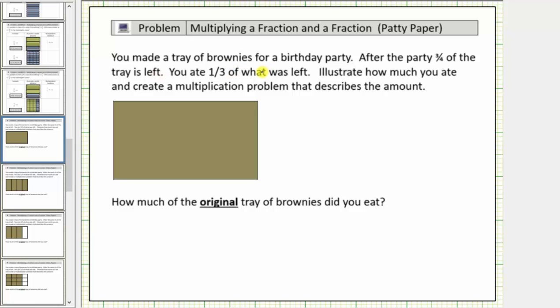You made a tray of brownies for a birthday party. After the party, 3/4 of the tray is left. You ate 1/3 of what was left. Illustrate how much you ate and create a multiplication problem that describes the amount.